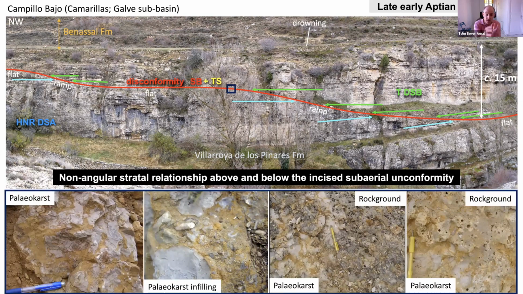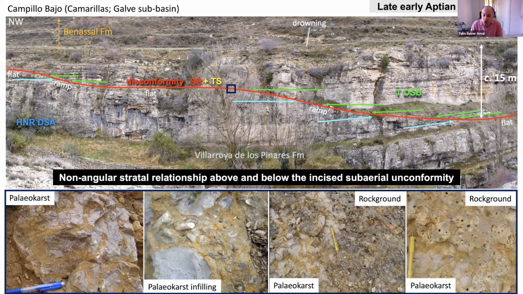Now, I would like to show you this composite sequence boundary in more detail. There is the superior unconformity where we can recognize paleokarst features. Here you have a detail of paleokarst infilling. And in those two images from the right side, you can see the composite sequence boundary. There's the superior unconformity with the paleokarst features below and a rock ground above.